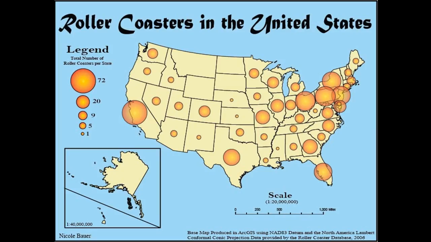Our title here is Roller Coasters in the United States, and our legend is different. The different size of the circle represents approximately how many roller coasters they have. You can see that some states have 0 roller coasters and some have a lot of roller coasters.